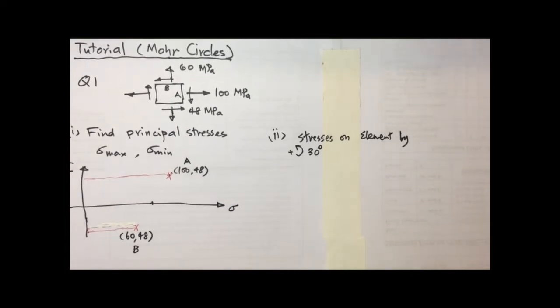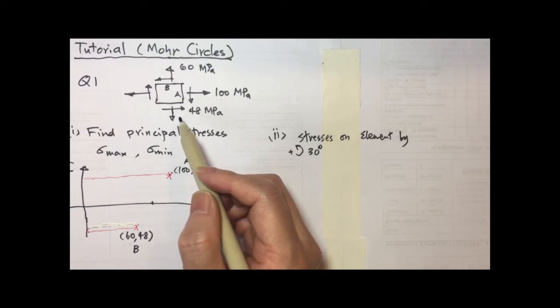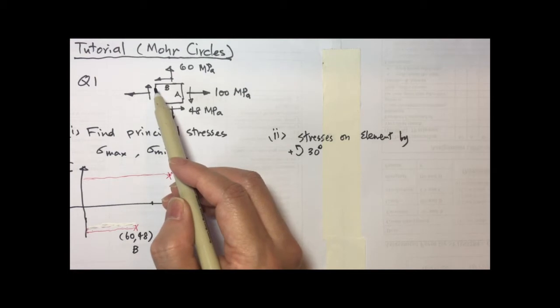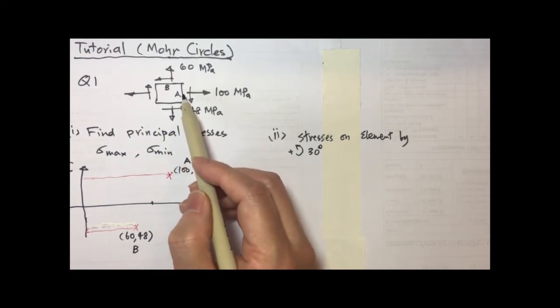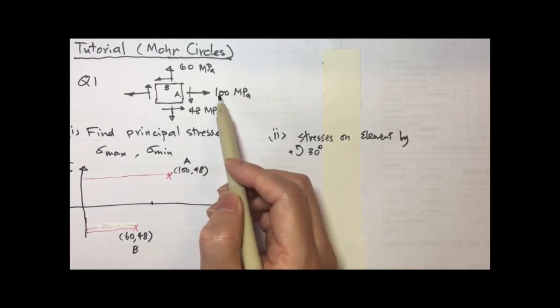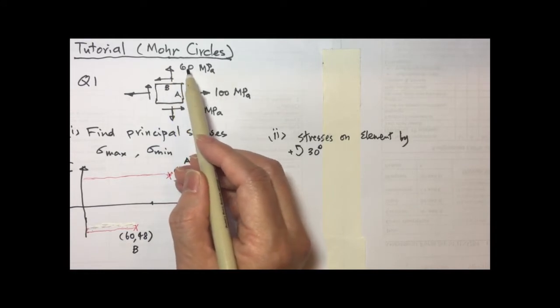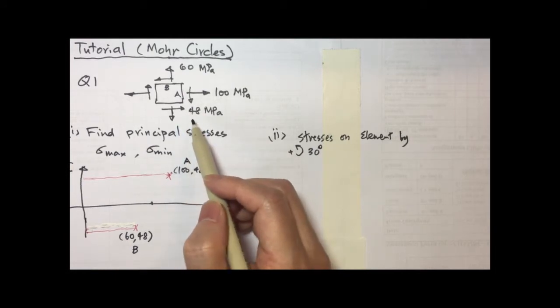Now let us take a look at problem number 1 on the tutorial about Mohr circles. This is the stress element given. The stress state is that there are two planes, right? Horizontal plane B and vertical plane A. On plane A there's a direct stress of 100 MPa, and on plane B the direct stress is 60 MPa, and there will be two pairs of shear stress of 48 MPa.